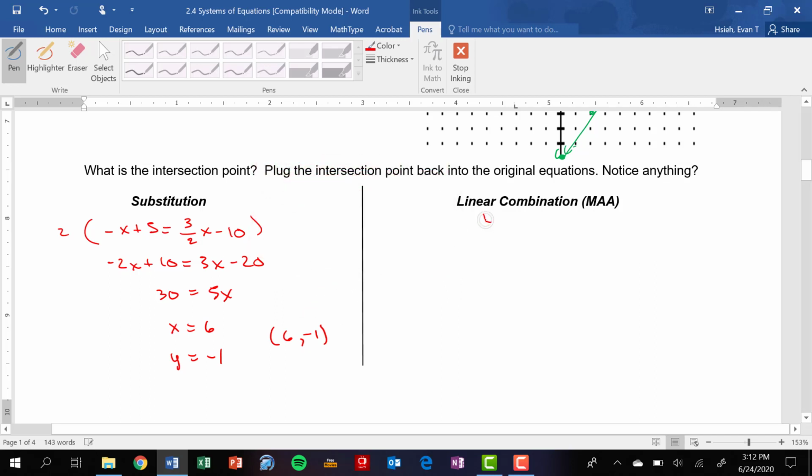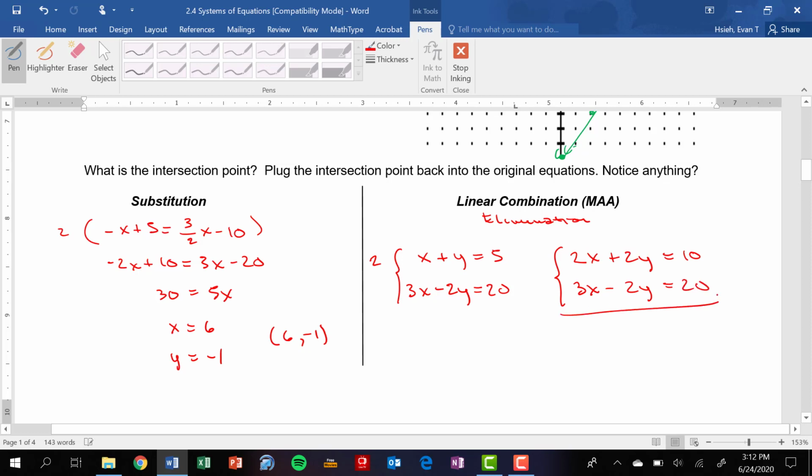Linear combination, otherwise known as elimination, is the one where you do something like this: x plus y. I'm just going to rewrite the system. You can multiply both equations by something, but in this case, just multiply the top equation by positive 2. So I can rewrite the top equation as 2x plus 2y equals 10. The bottom one I'm just going to rewrite as 3x minus 2y equals 20. What I'm allowed to do is add the left side stuff together, and it's still going to be equal to the right side stuff. It's going to look a little different, but it's still going to be equal.